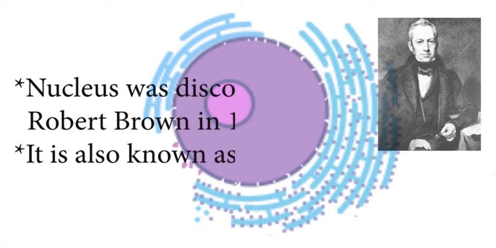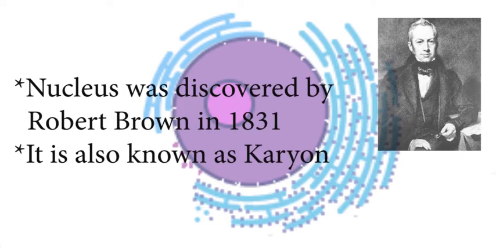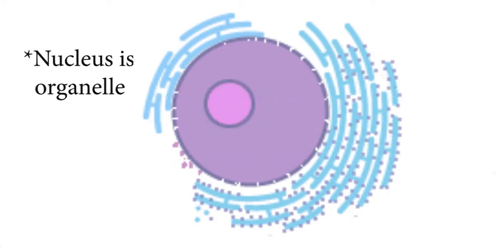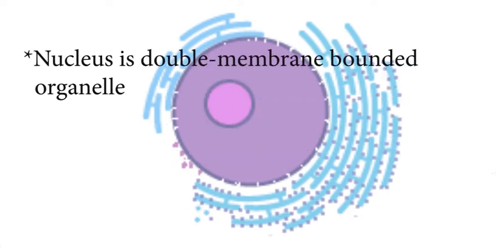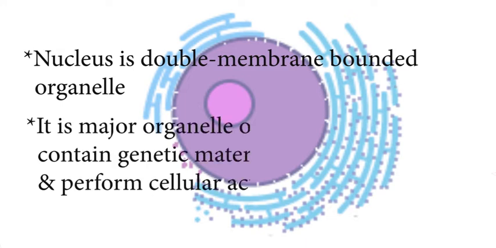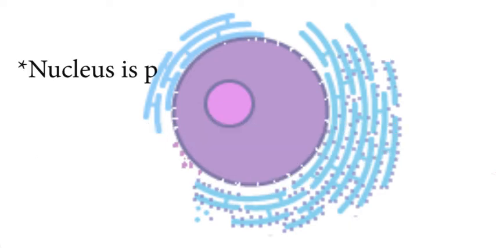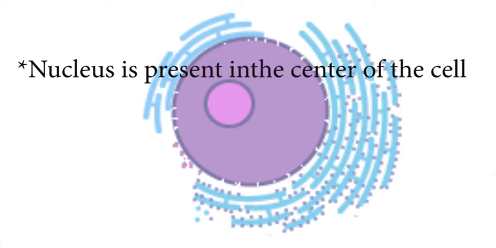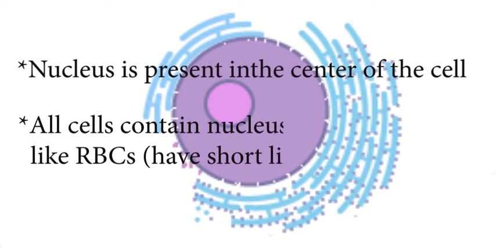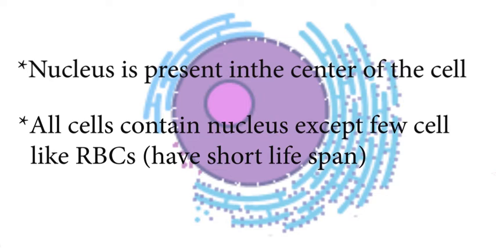Nucleus was first discovered by Robert Brown in 1831. It is also known as karyon. It is a double membrane bound organelle. It is called the major organelle of the cell because it contains genetic material of the organism and performs cellular activities. Nucleus is present in the center of the cell. All cells contain a nucleus except a few cells like red blood cells. Cells which do not contain a nucleus have a short lifespan.